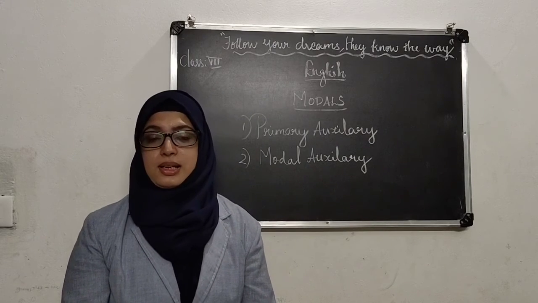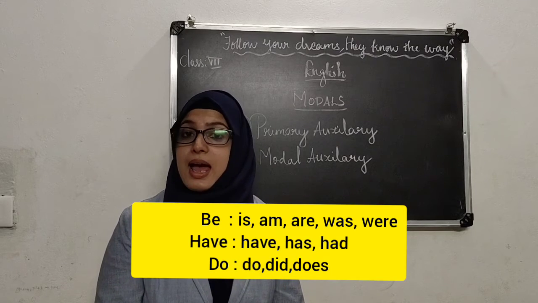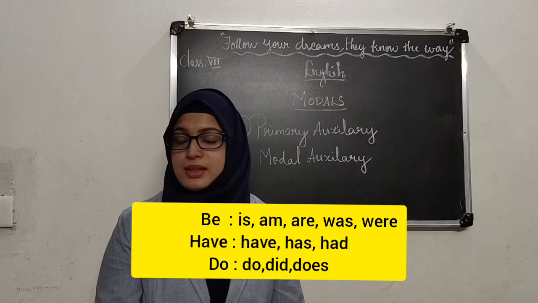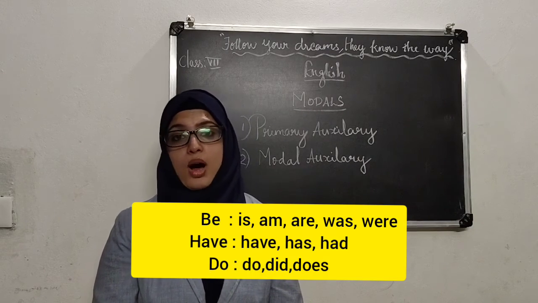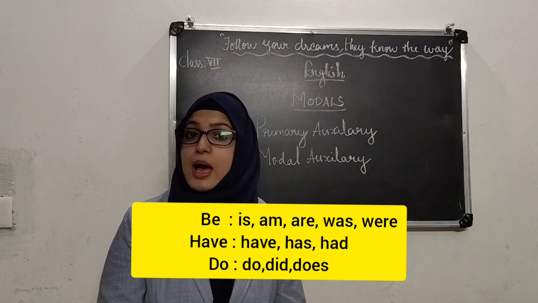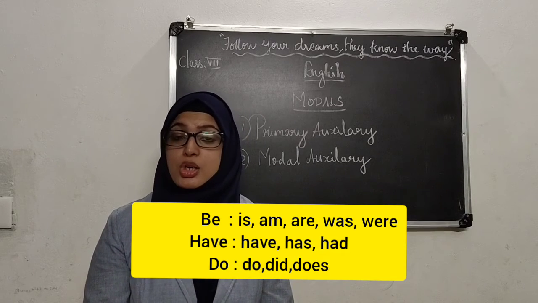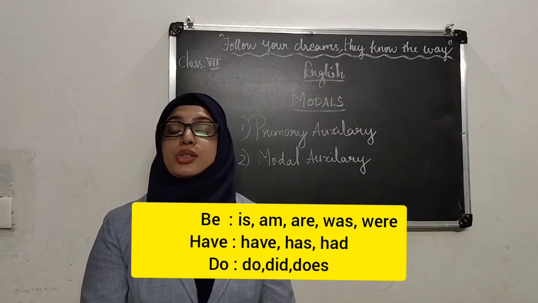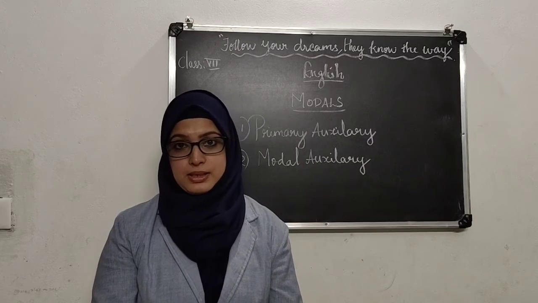So primary auxiliary, it is mainly divided into three. It is be, have and do verbs. So which are the be verbs? They are is, am, are, was, were. And which are have, has and had. Do verbs are do, did, does. So these primary auxiliaries can change their form according to the number and person.